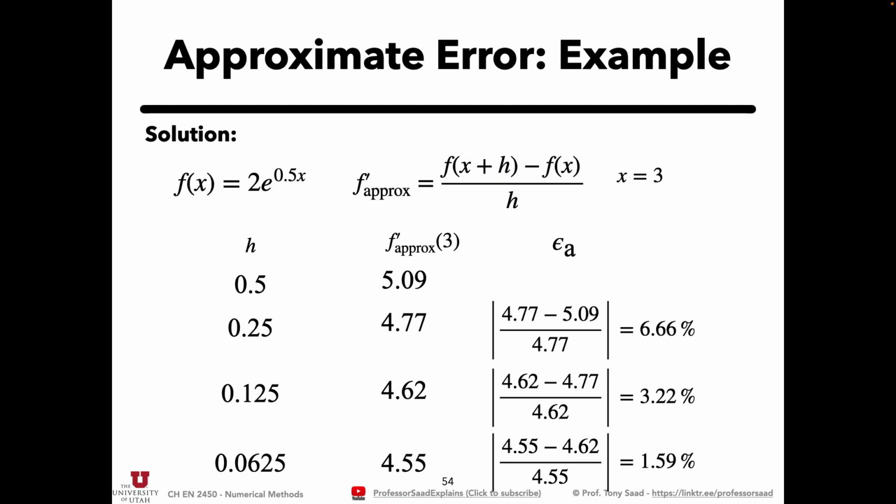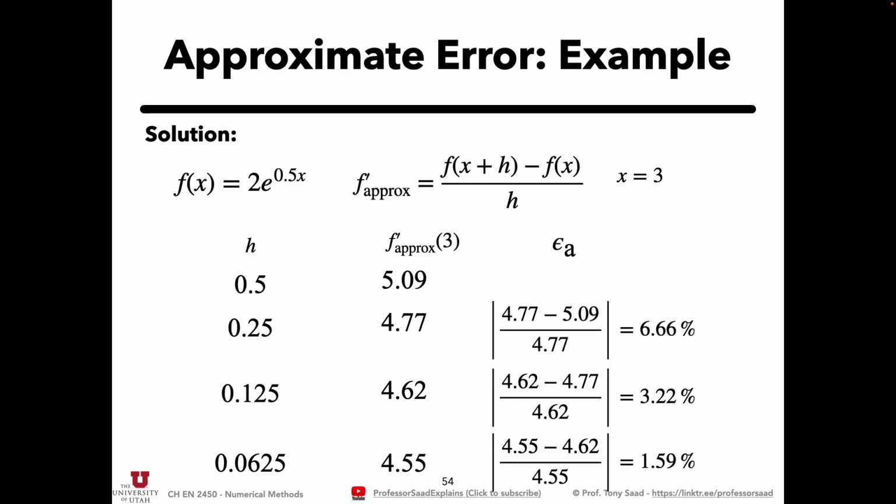How are we changing h? On purpose, I'm cutting it by half. 0.5 goes to 0.25, 0.125, then 0.0625. What's happening to the error? 6.6, 3.2, that's about 3.3, and then by half, 1.5, right? It keeps cutting by half. And that is true. Now, there's a reason for that, which we will study later.